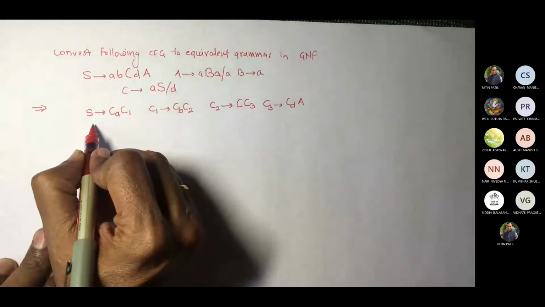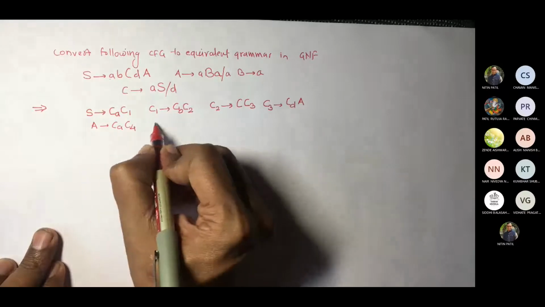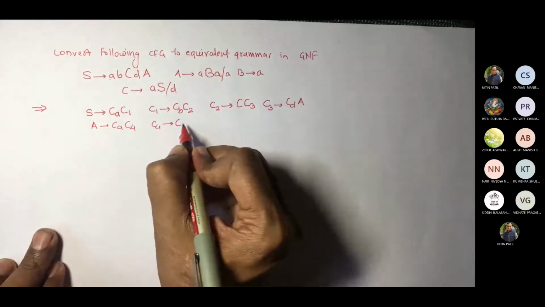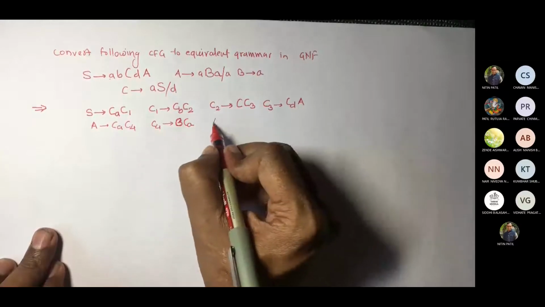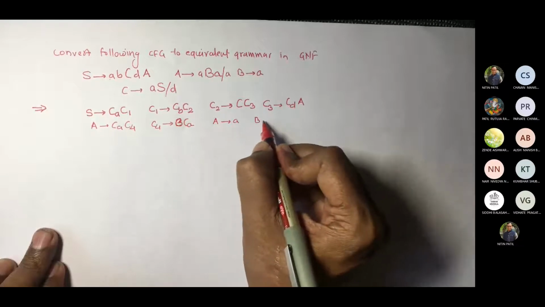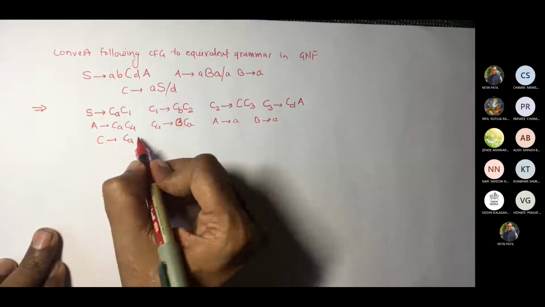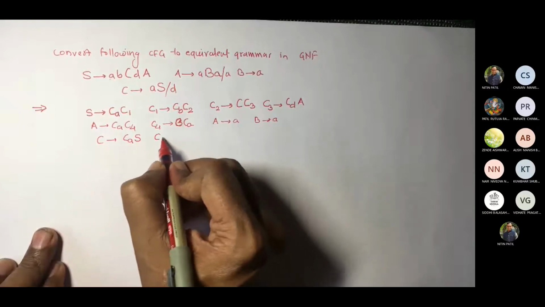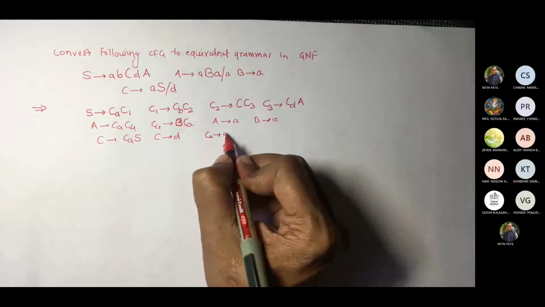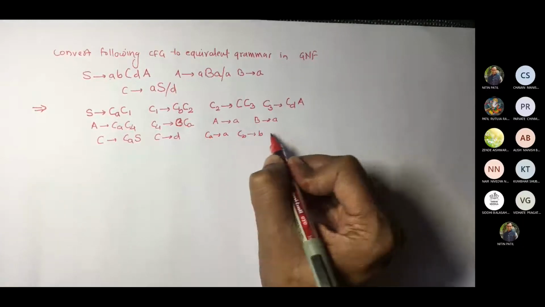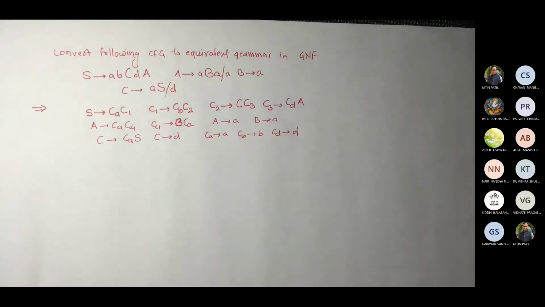Similarly, let us talk about the A productions. A gives CA C4. C4 gives B CA. A gives A, B gives A, C gives CA S, C gives D. Then CA gives A, CB gives B, and CD gives D. Can you see whether this is correct or not?